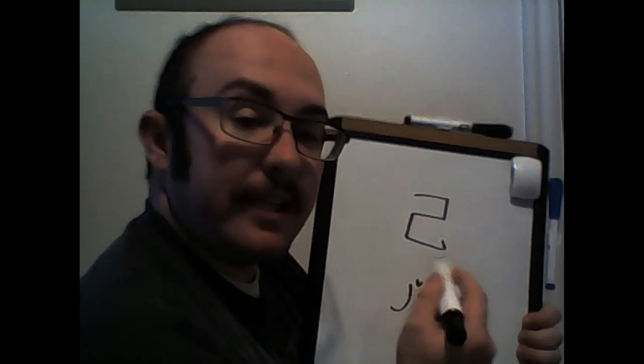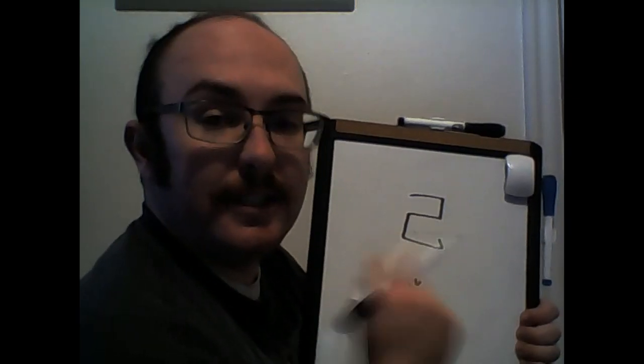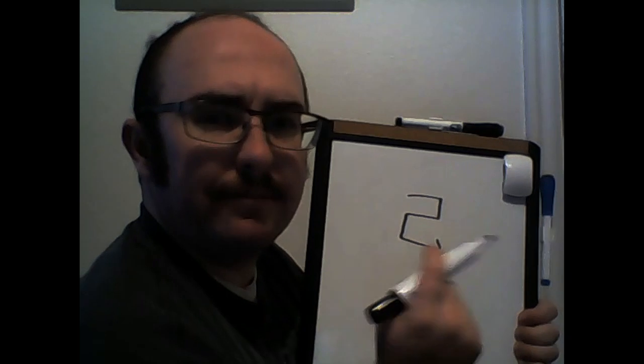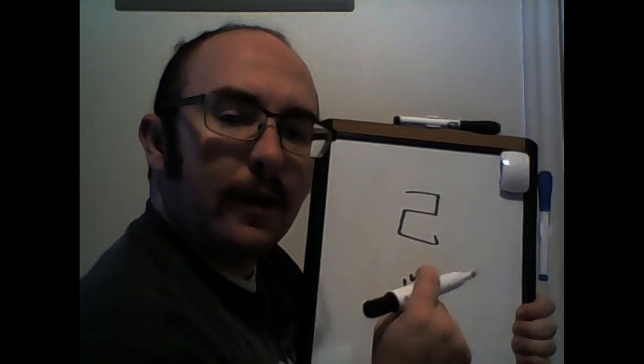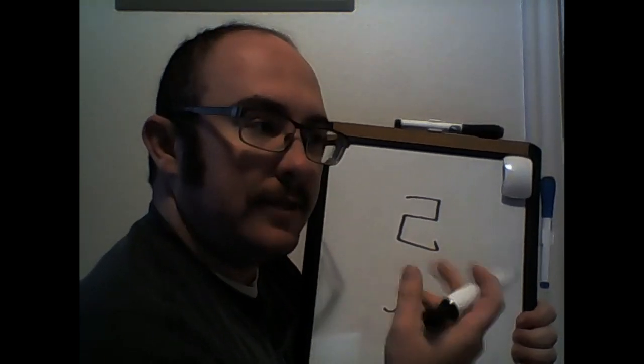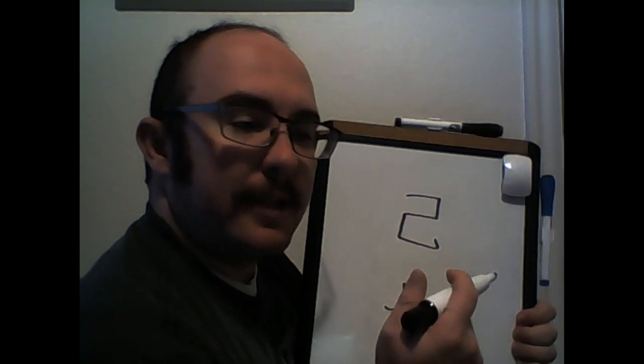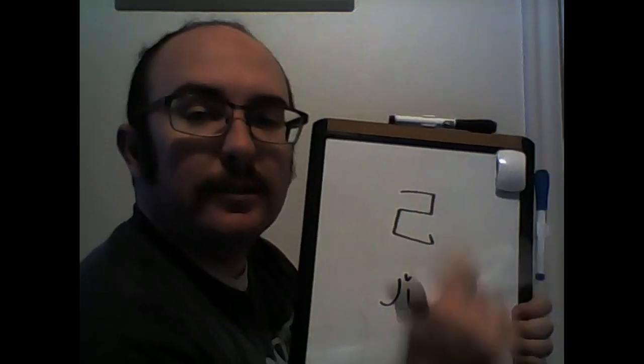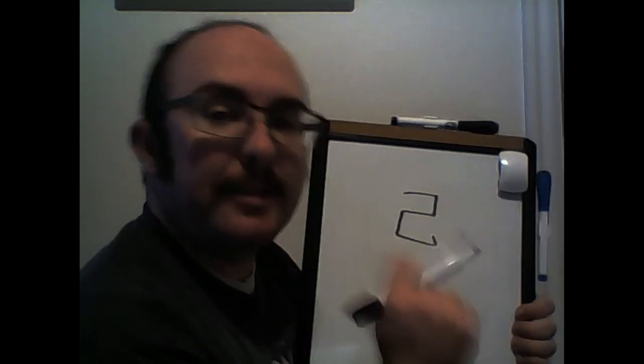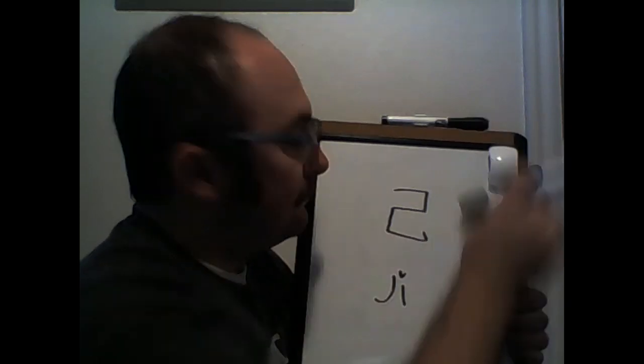And this is in words like zìjǐ, zìjǐ, which means oneself. Or like self. An example like 我自己做的, I did it myself. So jǐ.